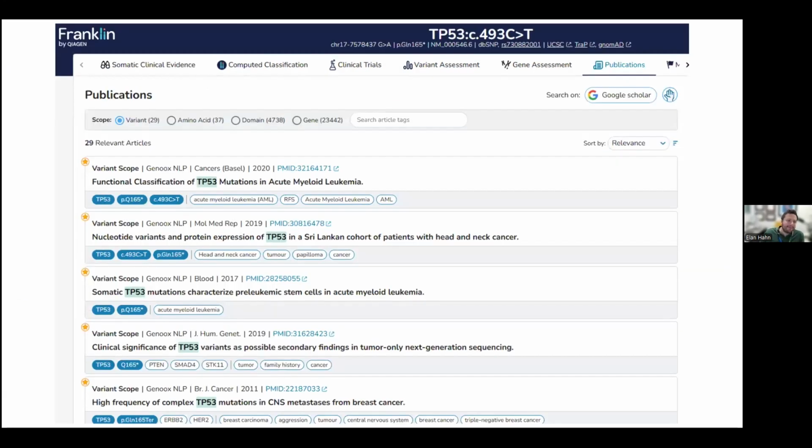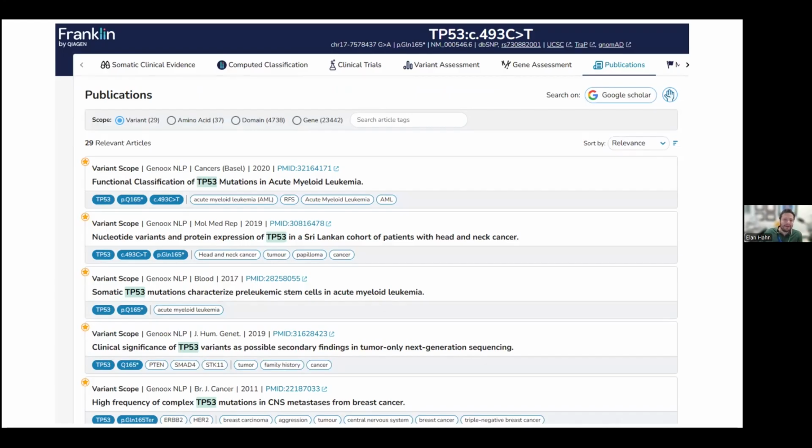And then something that's very helpful is the publications. So there's a publications tab, and you could then look at which articles talk about this specific variant. You could then look at which talk about that amino acid, so not necessarily the same change at the amino acid, this being Q165 termination, Q165L, for example, you'd find under the amino acid tab. Then it goes out to domain and whole gene. So you could look at publications for any of these.